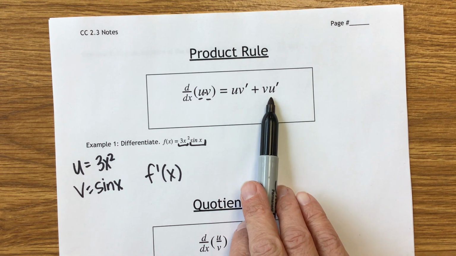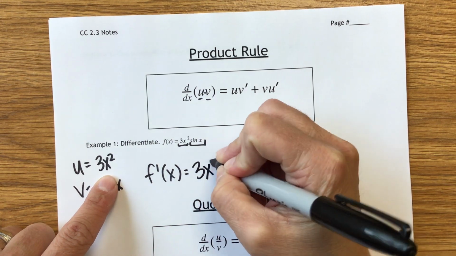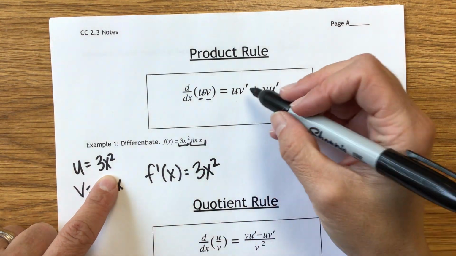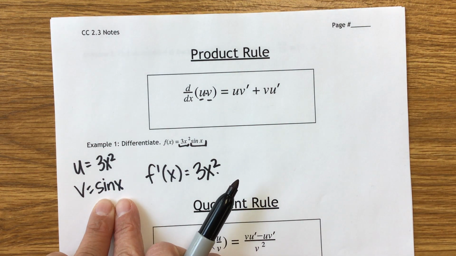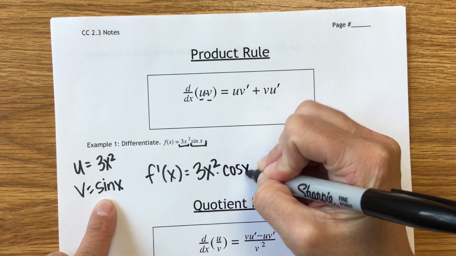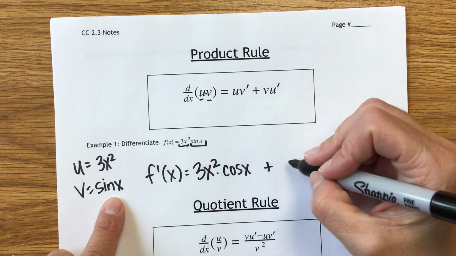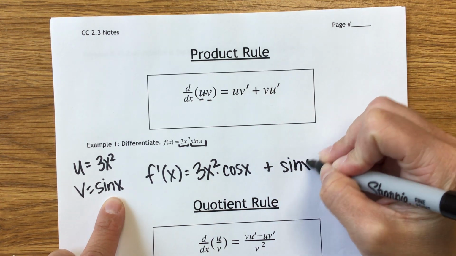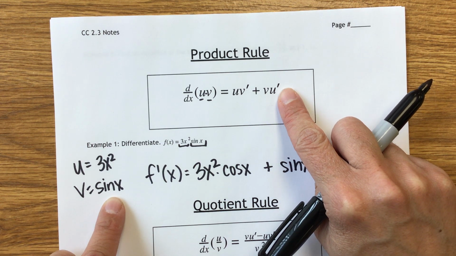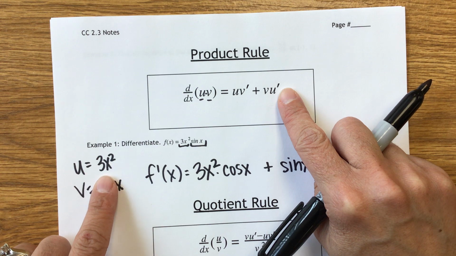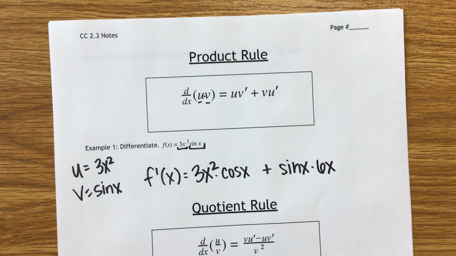To do the derivative of a product, you have to use the product rule, and you'll use this. This is the derivative. So first it says u, so I copy u, which is 3x squared. Then I multiply by the derivative of v. V is sine of x. The derivative of sine of x is cosine of x. Then I put a plus, and then it says v, so I copy v, which is sine of x. And then I multiply by u prime. U prime is the derivative of u. So u's over here, it's 3x squared. The derivative of 3x squared is 6x.